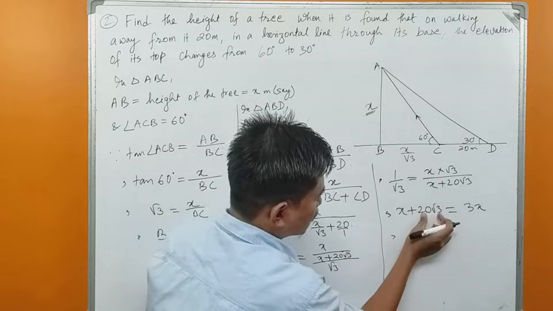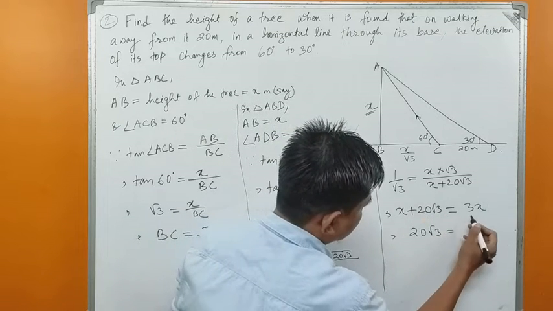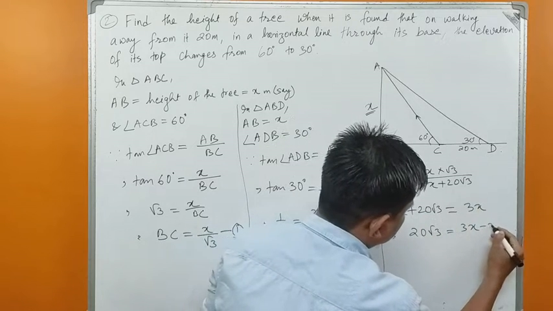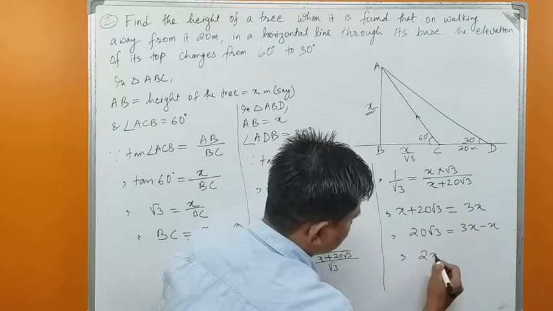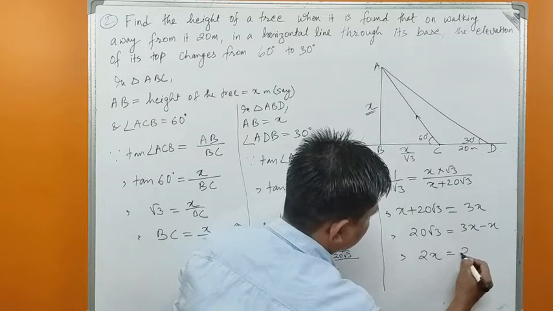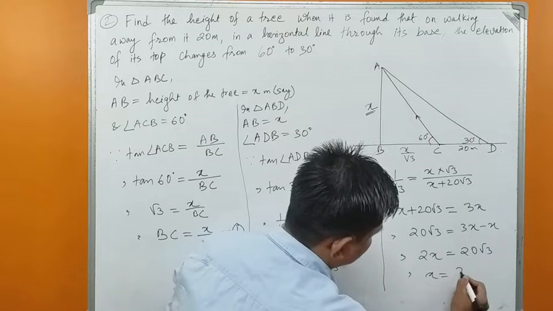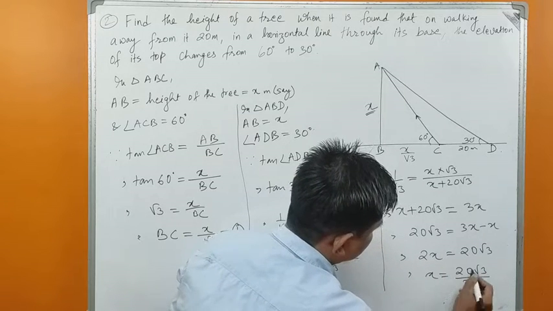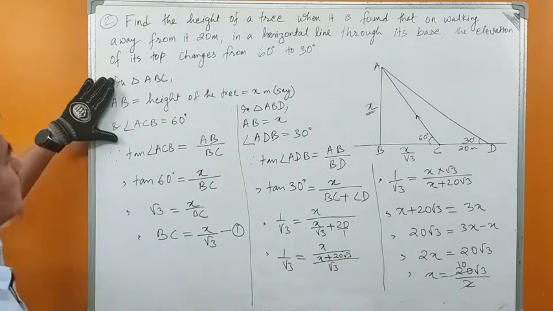Now we keep this 20 root 3 here, and this 3x we already have in the right hand side. Let us take this x to the right hand side, 3x minus x is 2x, we write here, equals to 20 root 3, isn't it? So x equals to 20 root 3 upon 2. 2 ones are 2, 2 tens are 20, isn't it? So let me continue here. Please take the screenshot.